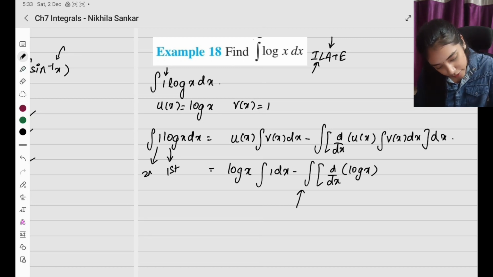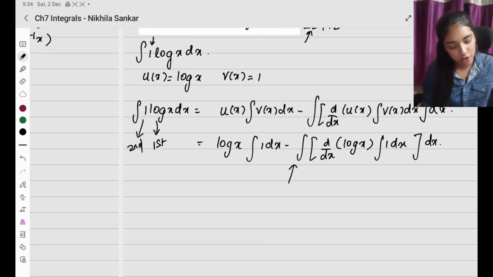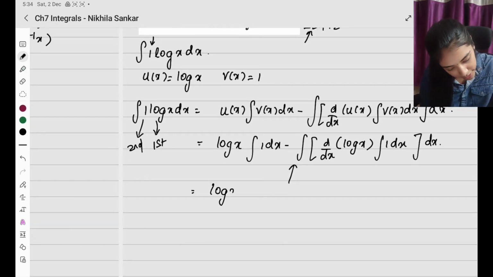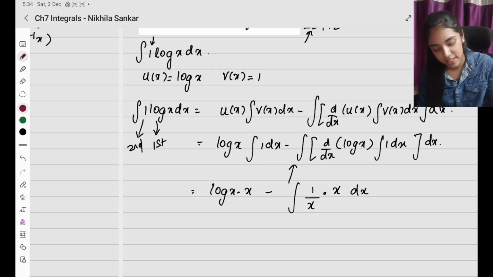This is my second function, times integral of v of x, which is 1 dx, times dx. So when I solve this, what do I have? Log x times x minus integral of d by dx of log x, which is going to be 1 by x, times integral of dx, which is going to be x, times dx. You see that this is getting cancelled.